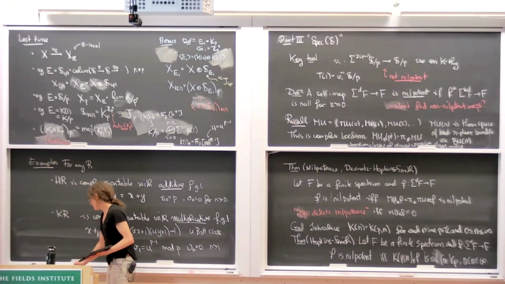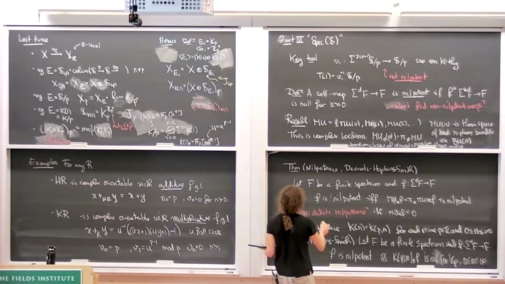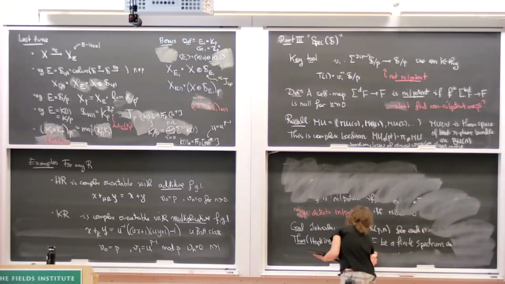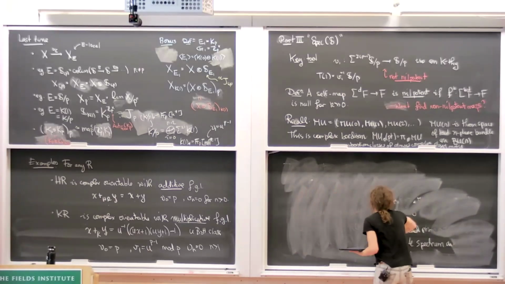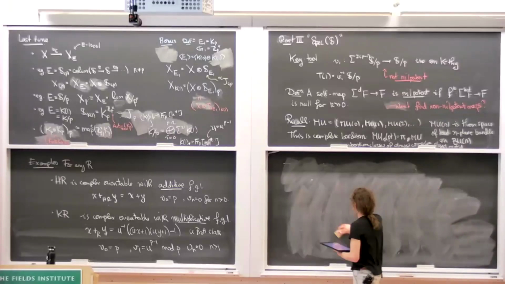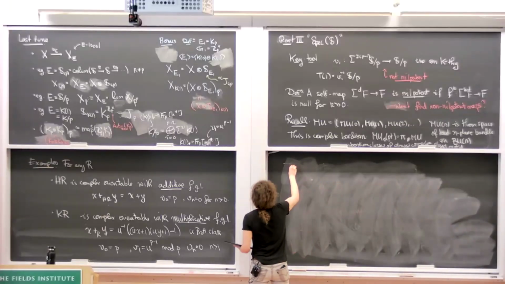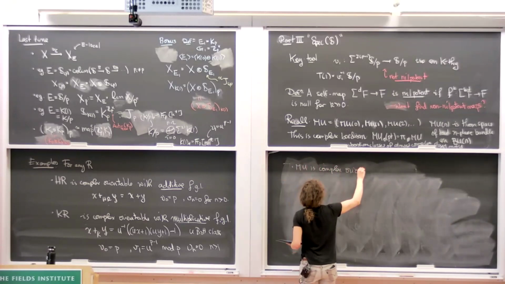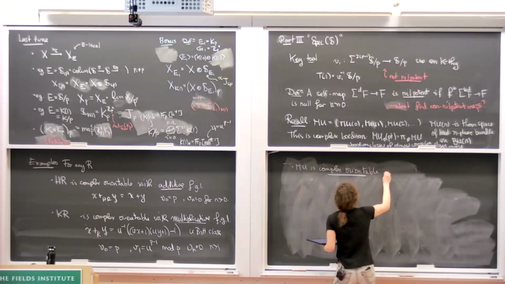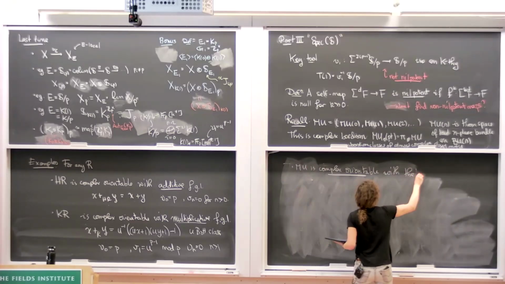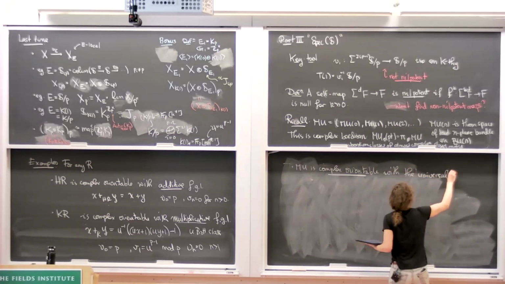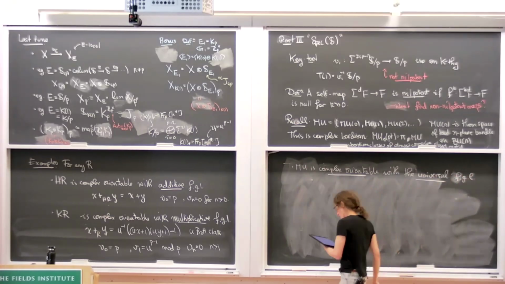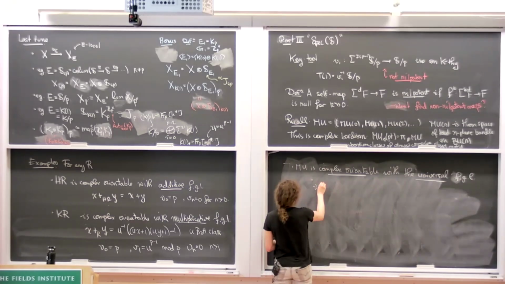Okay, I want to do one more example. MU is complex orientable, with what we call the universal formal group law. Okay, so what does that mean?